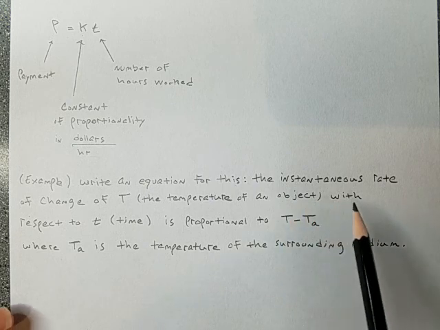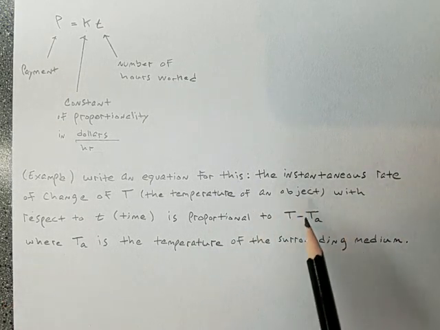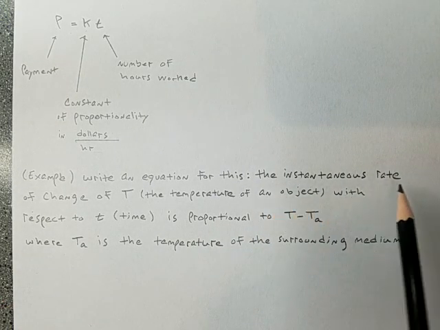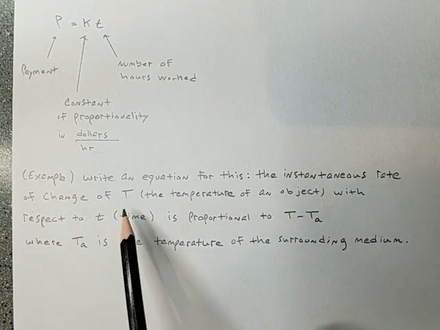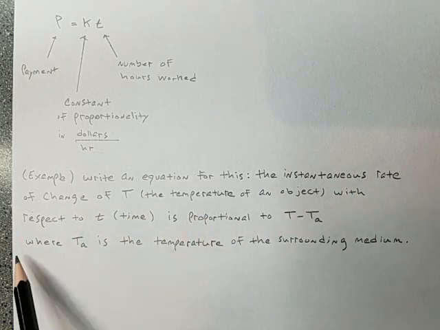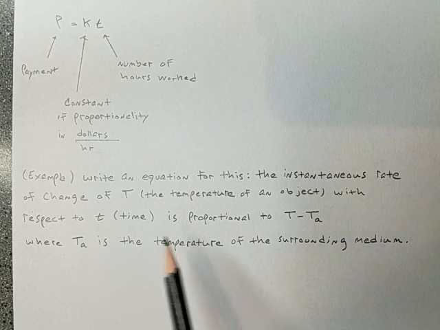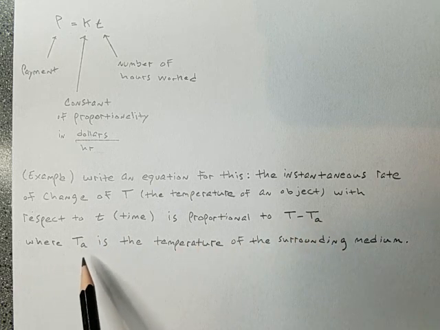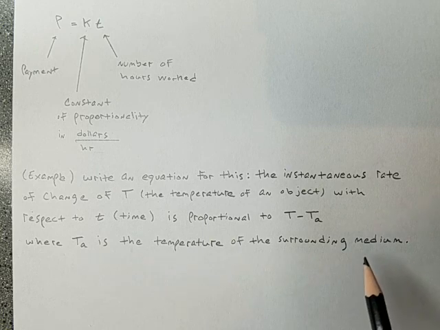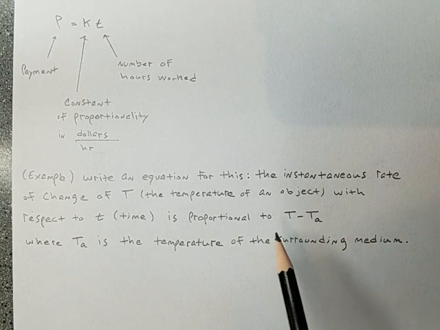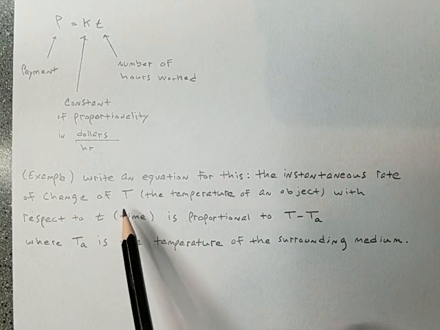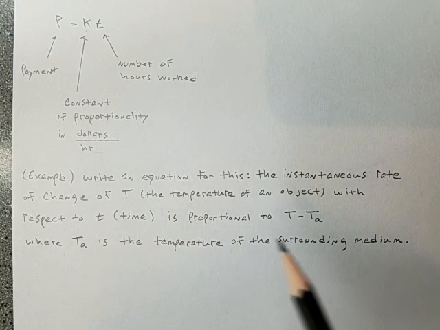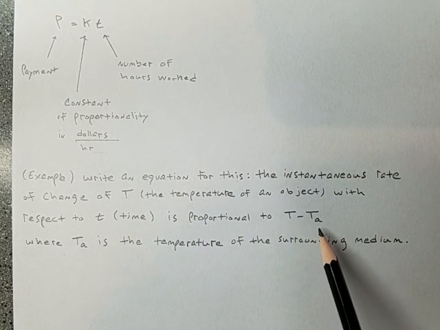Now here, see if you can see why I think that's an analogy to this. It says the instantaneous rate of change of T, the temperature of an object, with respect to little t, time, is proportional to T minus T sub A, where T sub A is the temperature of the surrounding medium. So that just means that an object will change temperature faster the more different it is from the surrounding temperature. Okay?